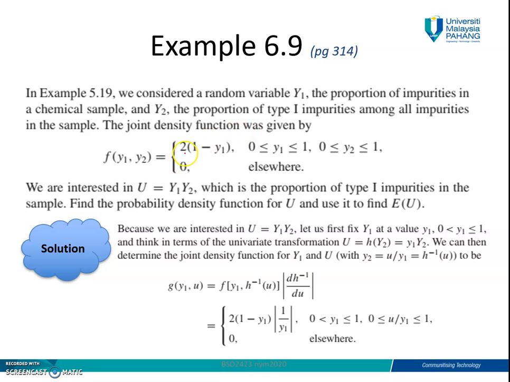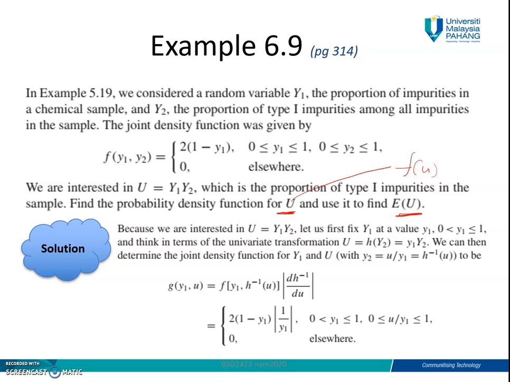So you can see that we have 2 times (1 minus y1), where y1 is between 0 and 1, and y2 is between 0 and 1 as well. Here we are interested in u equal to y1 times y2, which is the proportion of type 1 impurities in the sample, and we need to find the probability density function for u. So we want to find small f of u, the density function, and then use it to find the expected value of u.